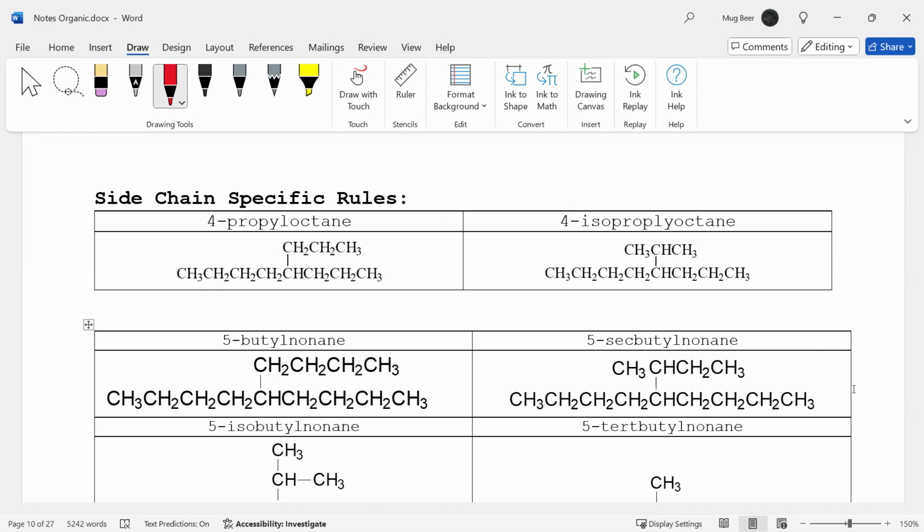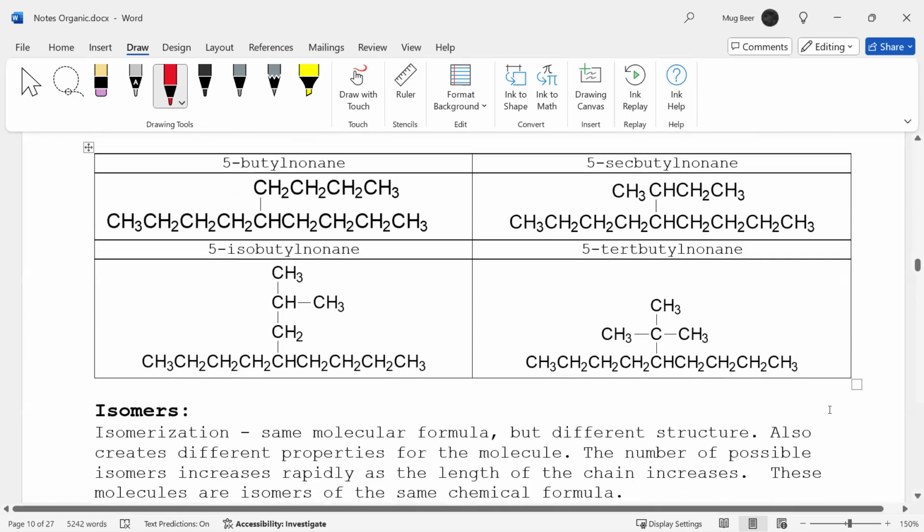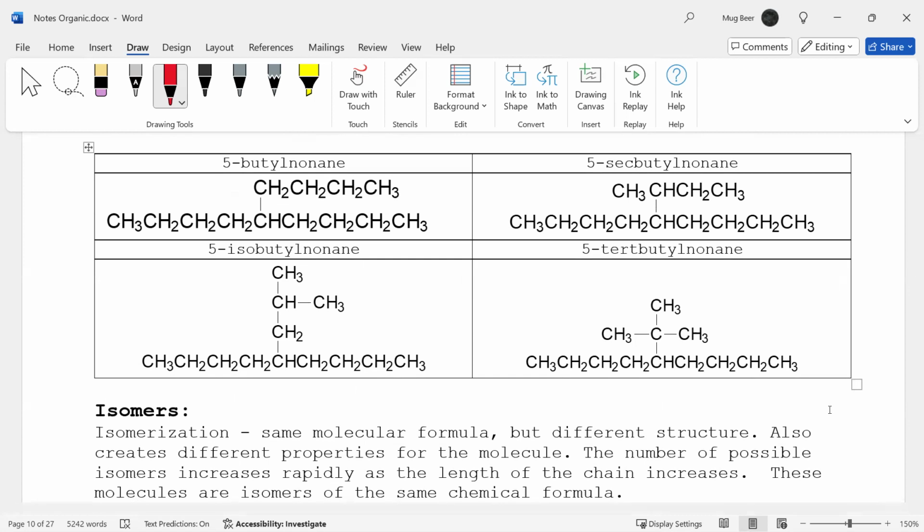But what about the butyl side chains? So tell me about the name of this first one in here. Break it down for me. 9 carbons and all single bonds. Okay. So I've got a 9-carbon chain. They're all single bonds. And I've got a side chain because there's a number there. And so tell me about the side chain.